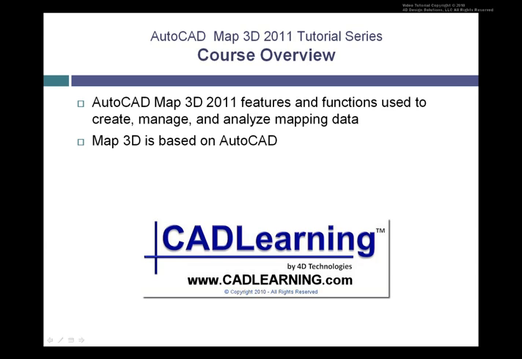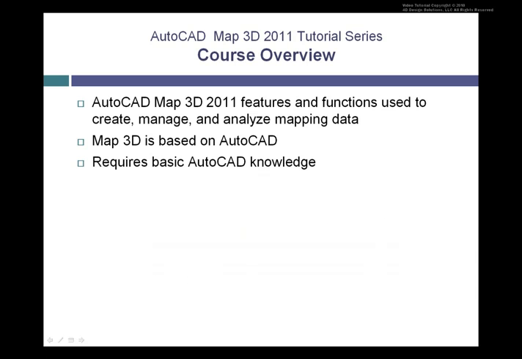AutoCAD Map 3D is based on AutoCAD, which means all of the functionality that you're used to using within standard AutoCAD is available within AutoCAD Map. And it requires a basic knowledge of those AutoCAD functions. So that basic knowledge of AutoCAD is a prerequisite for this course. And those functions that we're talking about are basic navigation functions like panning and zooming, as well as basic geometry creation and editing commands like drawing lines and polylines and editing those features.